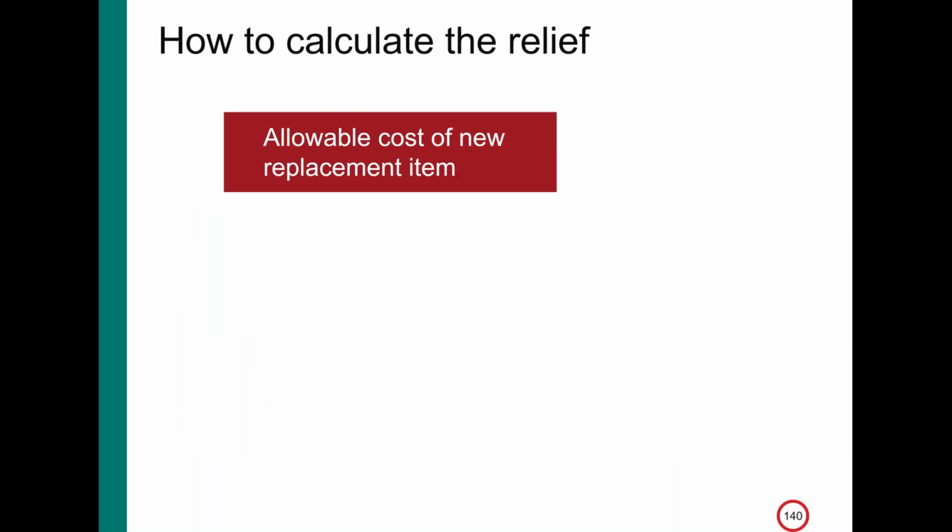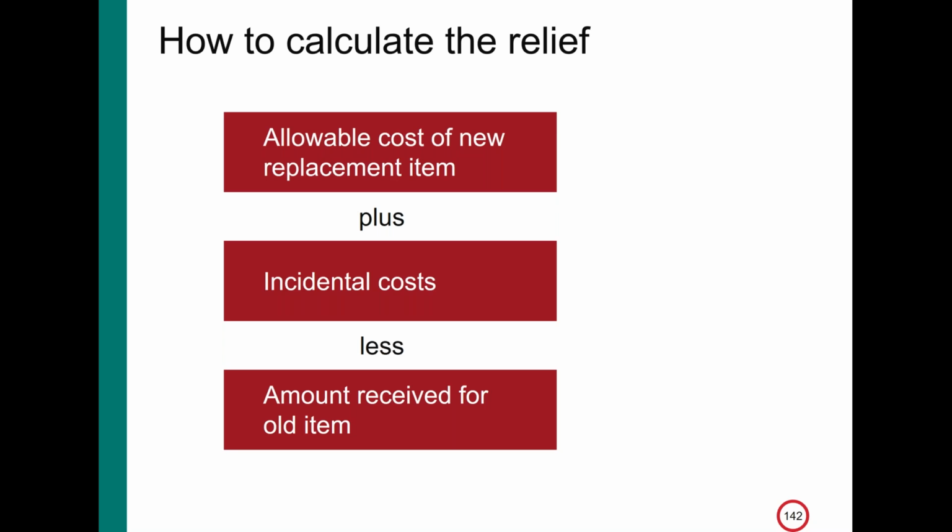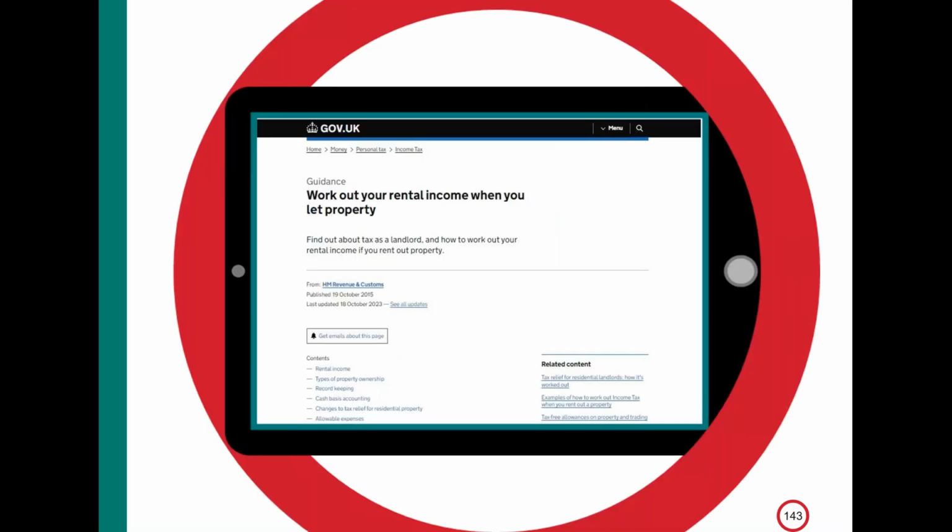So the amount you can claim as relief is the allowable cost of the new replacement item. Where there's an improvement, limit the relief to the cost of replacing the original item. Add on related costs for disposing of the old item or buying the replacement. Then take off any amounts you receive when you dispose of the old item. You can find out more on gov.uk.